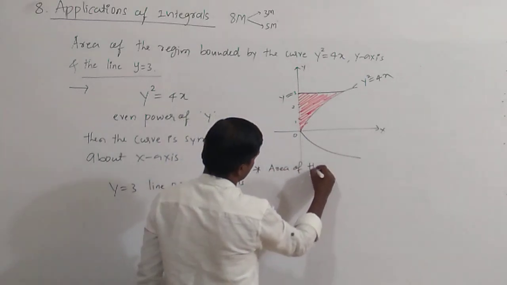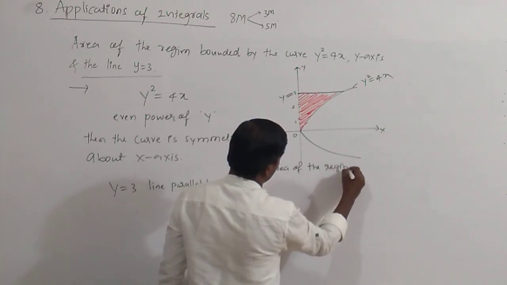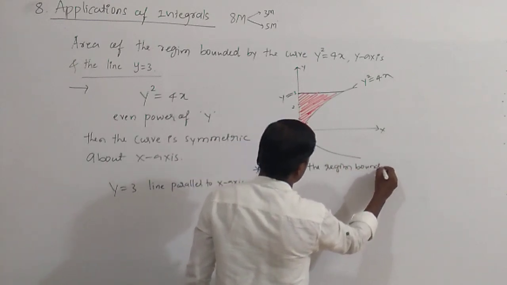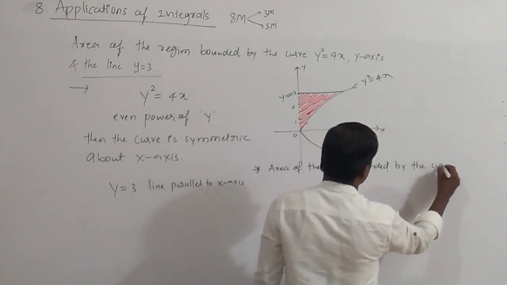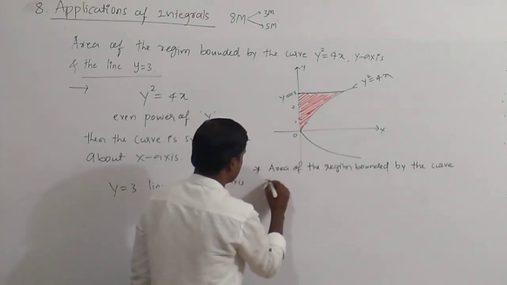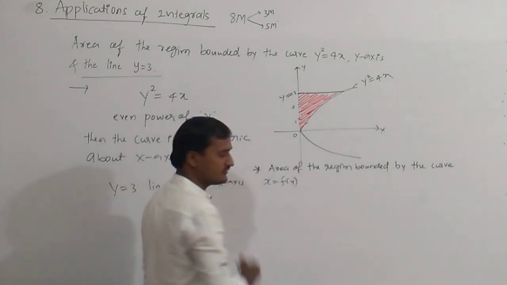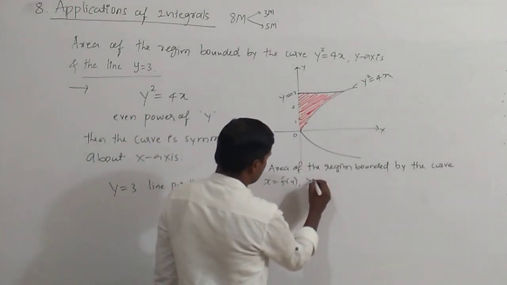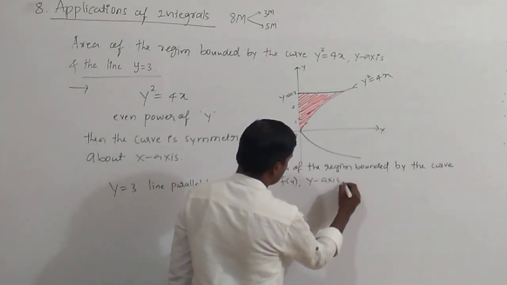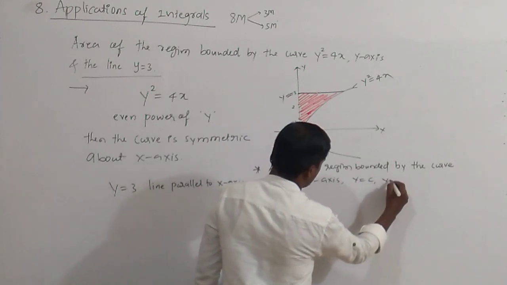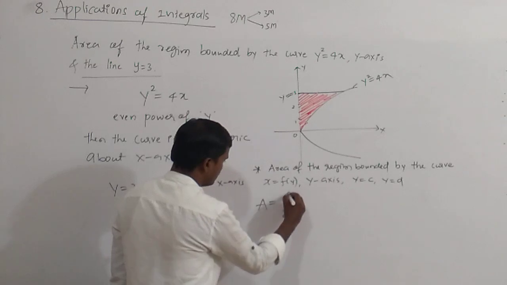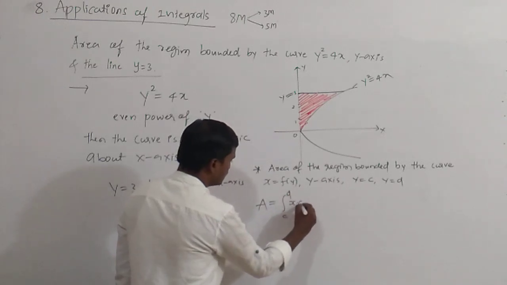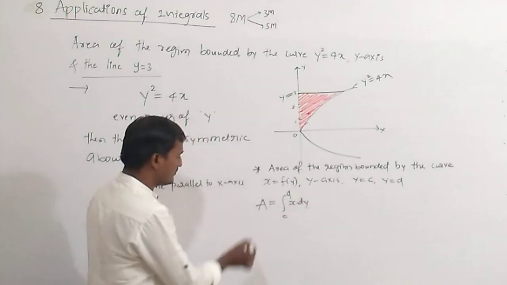bounded by the curve, that is x equal to f of y, with the y-axis, with the lines y equal to c and y equal to d. What is the formula? That is A is equal to the integral from c to d of x dy. You know this formula, right?